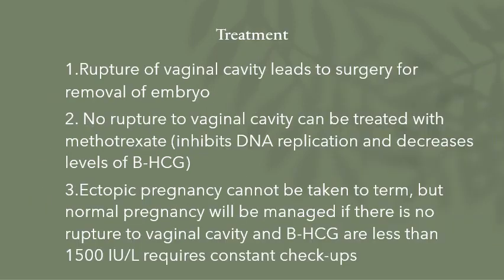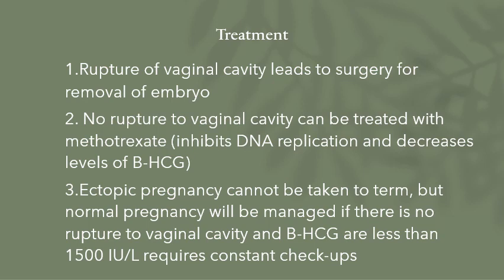Treatment. This is if there is a rupture to the vaginal cavity, which leads to surgery to remove the embryo. The second type of treatment is if there's no rupture to the vaginal cavity. This can be treated with methotrexate, which inhibits DNA replication and decreases the levels of gonadotropin. This will lead to a miscarriage.